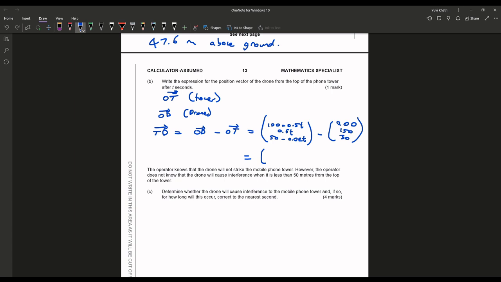And that gets us 0.5t take 100, 0.6t take 150, and 20 take 0.02t. And that's our answer.